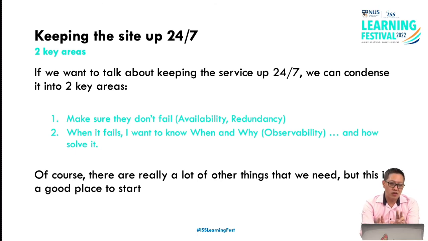There are two key areas in running a site or a service. Number one, we want to make sure it doesn't fail. This brings up a requirement for availability and redundancy. And the second part of it is, when it fails, we want to know why and when. And of course, we want to know as soon as possible how to mitigate this problem. Apart from all these, there's really a lot of other things that we need in our infrastructure to support a reliable site. But this is a good place to start. And I don't think that within this session, we'll be able to touch on everything. So I picked out these two to talk about.